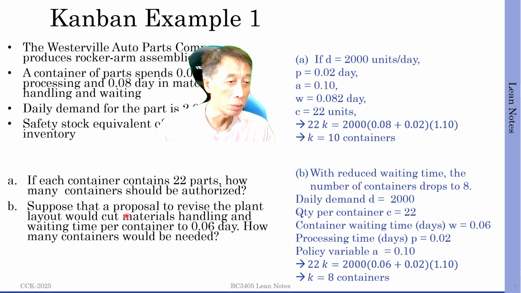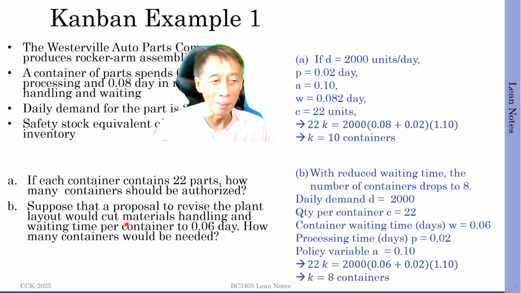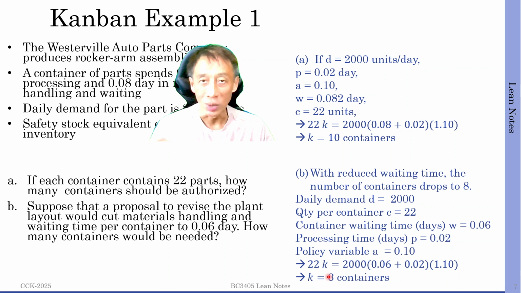Suppose a proposal to revise the plant layout would cut materials handling and waiting time per container. That means cutting the queue time, TQ, to 0.06. Just now it was 0.08. So now contrast. How many containers do we need? So from 10 down to 8. So all these are to see whether it is cost justifiable.